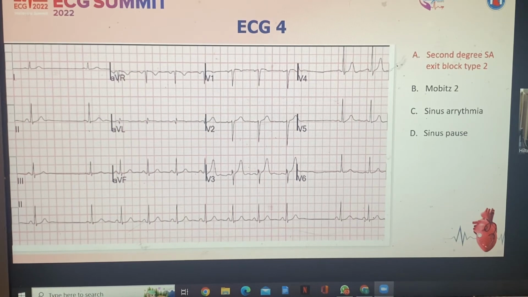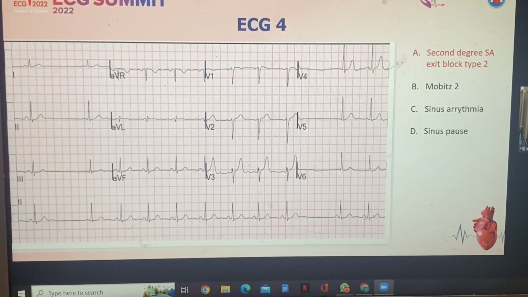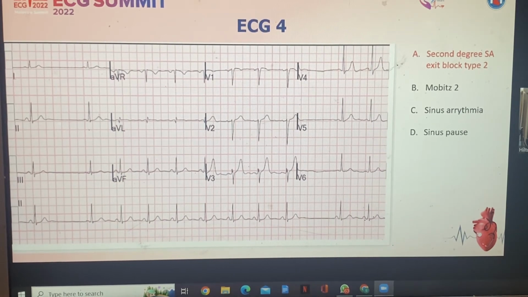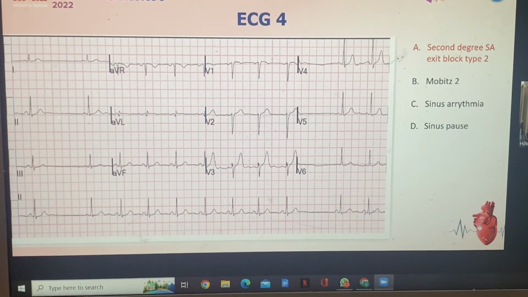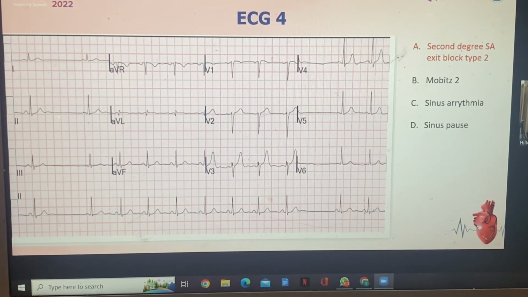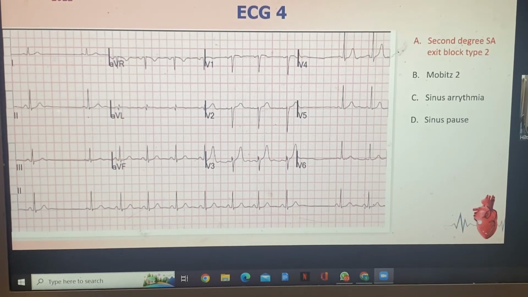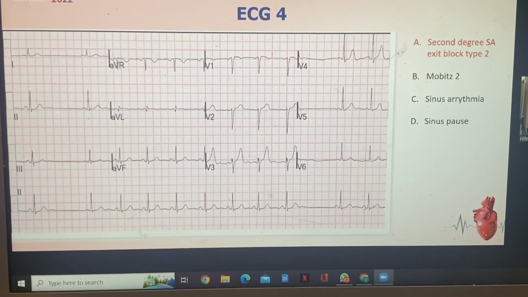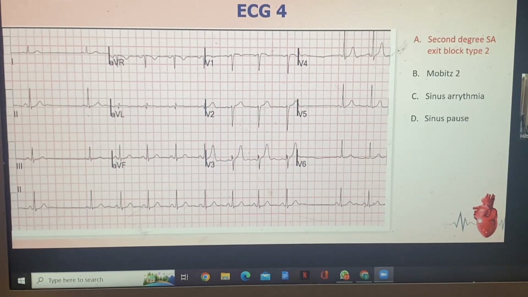However, when we look at the second degree SA block type 2 compared to third degree SA block, it's very hard to differentiate unless we scrutinize the PP interval, which means we have to bring the calipers, label the PP interval before, and then look at whether it is constant or not. If it is constant, definitely it's second degree. But if it's not constant, there are no atrial depositions, no ventricular depositions, it's definitely a third degree.